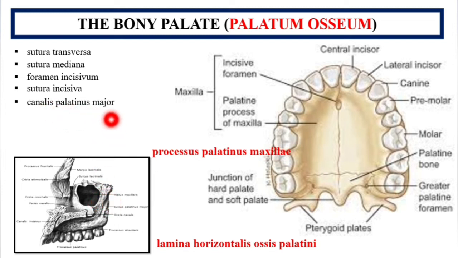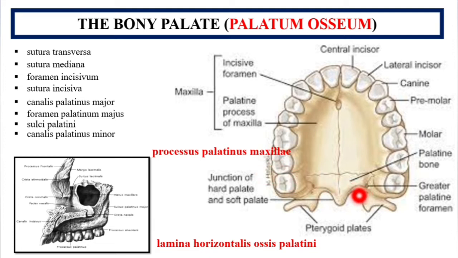So those two form this canal, and this canal will open through the greater palatine foramen, right, on the roof of the mouth, right? That's what I told you, the foramen palatinum majus, the greater palatine foramen. And the canal, canalis palatinus minor, the lesser palatine canal, that one you find just behind this. The openings are not labeled here, but you can see this is the greater palatine foramen. The lesser palatine foramen, or the smaller one, the minor, is here, right?